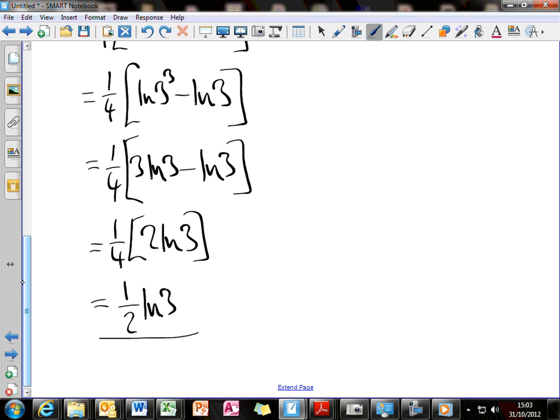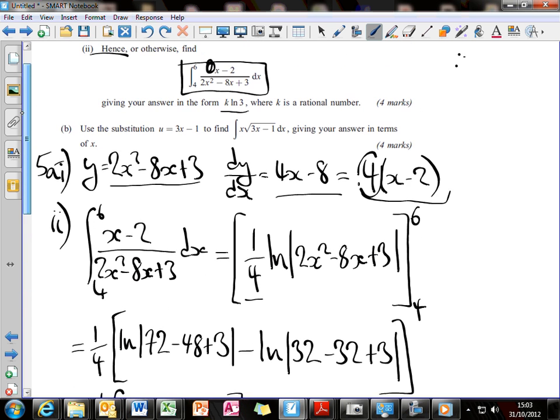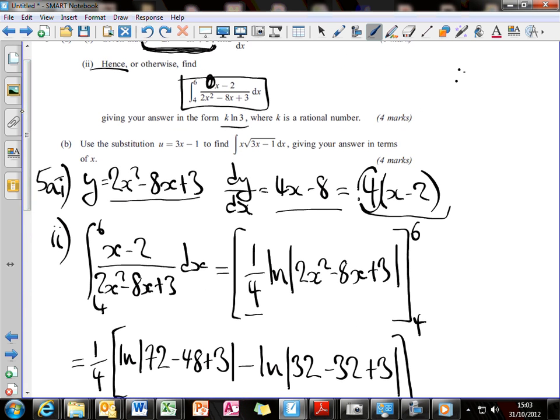So that was integration by inspection. And then we've got this substitution. Use the substitution u equals 3x minus 1 to find the value of this, giving your answers in terms of x. So let me just start a new page.